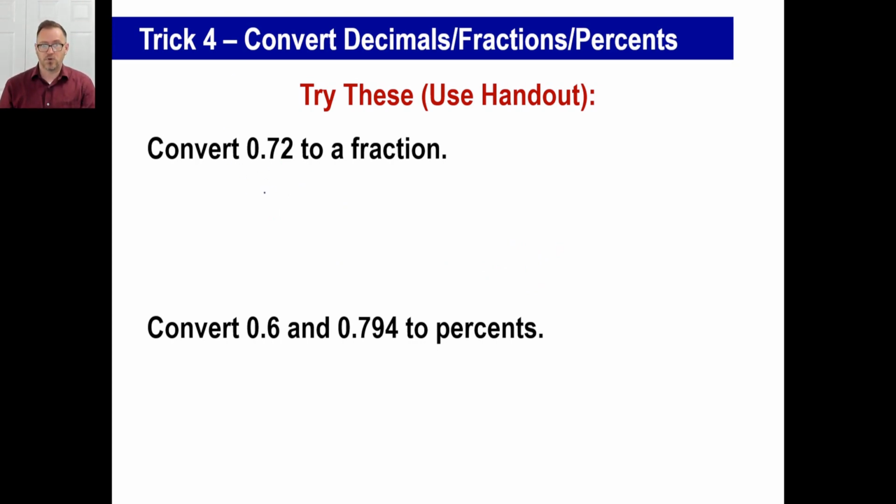Okay, convert this to a fraction. Well, it is a fraction already. It's 0.72 over 1, right? Move it over twice, that's going to be 72. Move it over twice, it's 100. You could leave it like that, but let's go ahead and reduce it as much as we can. By 2's, we can go 36 over 50. By 2's again, 18 over 25, and that's as reduced as it can get.